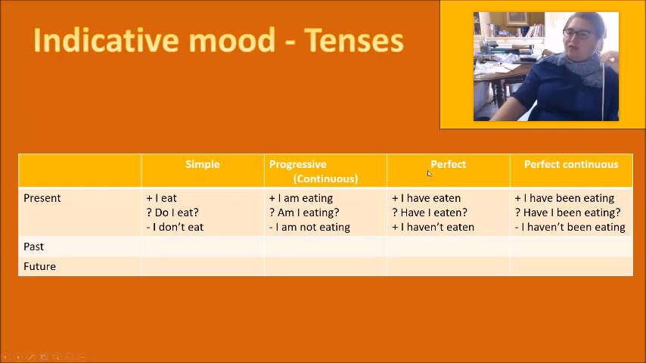In the progressive, perfect, and perfect continuous, we are luckier because in the affirmative form, we already have the auxiliary. So the only thing we need to do for the question is to put the auxiliary in the first place. So I am eating becomes am I eating? I have eaten becomes have I eaten?